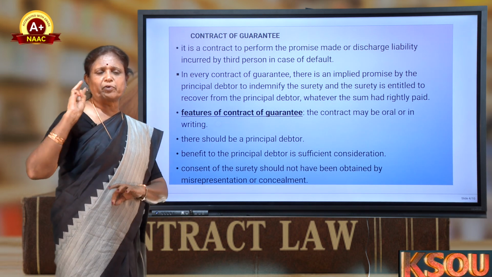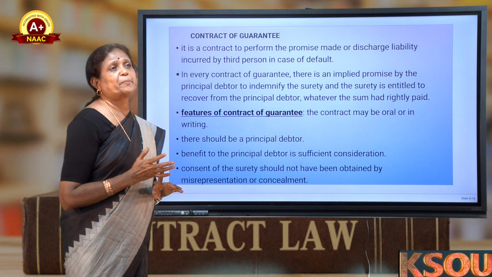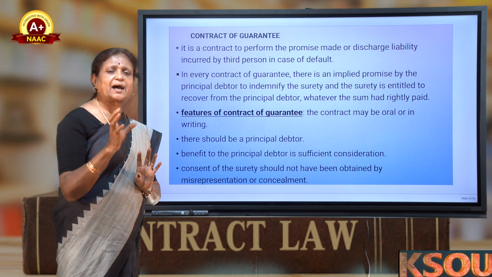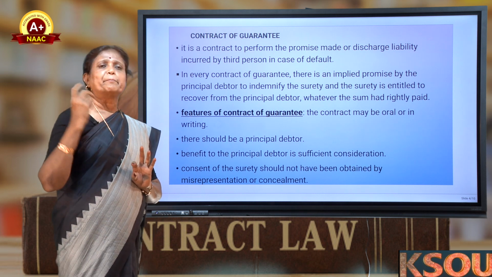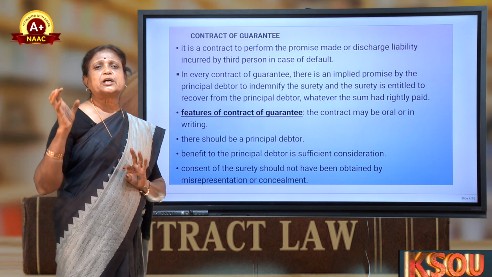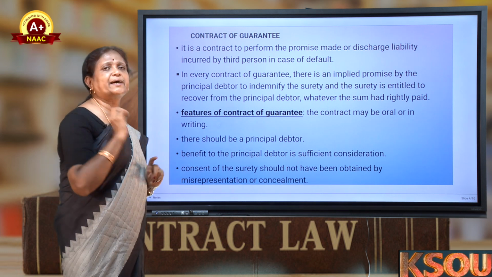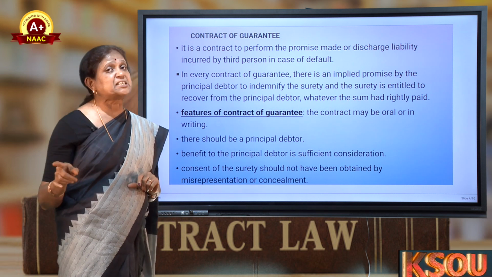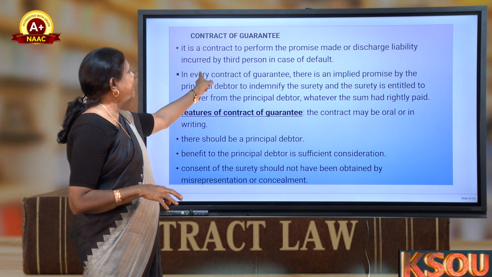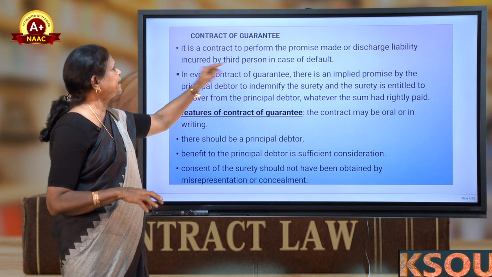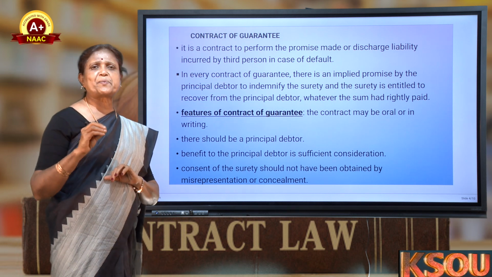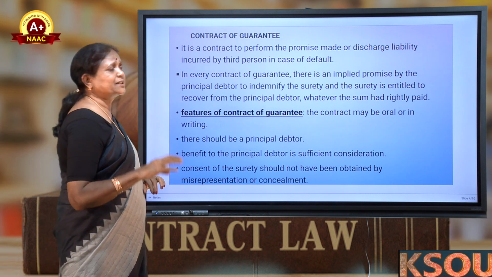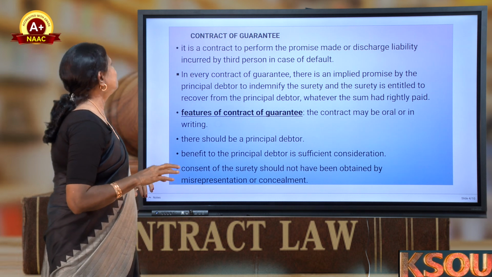There are three persons. One is the principal debtor, the other is the creditor, and the third one is the surety. Here the debtor has taken some loan or incurred some liability with the creditor. The surety will stand between the principal debtor and the creditor to make good the loss to the creditor on behalf of the principal debtor. So if the principal debtor fails to pay the money to the creditor, then the third party, the surety, will give the payment.